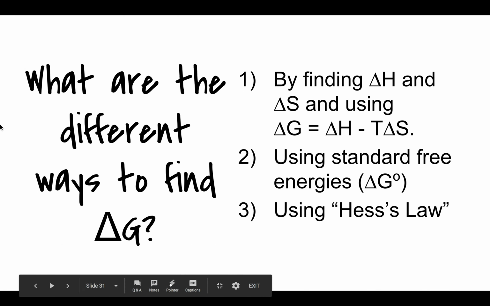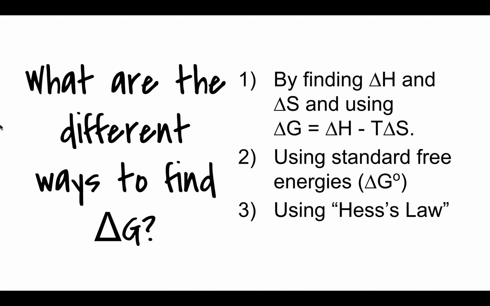Okay, folks, so today we're going to be looking at different ways to find or calculate delta G quantitatively. So far, we have just been predicting the sign, whether delta G is positive or negative, based on the sign of delta H and delta S, but we can also calculate it quantitatively. The stuff that we're going to talk about today are located in section 18.7 and 18.8 in your textbook.